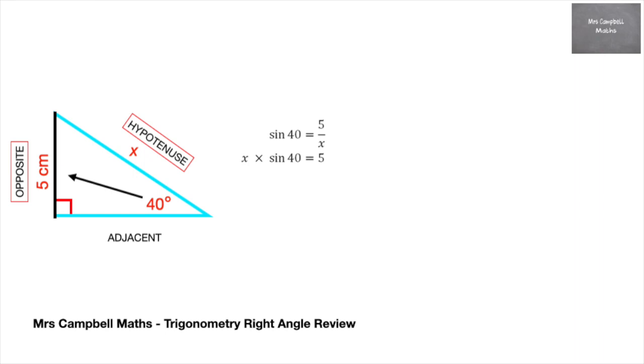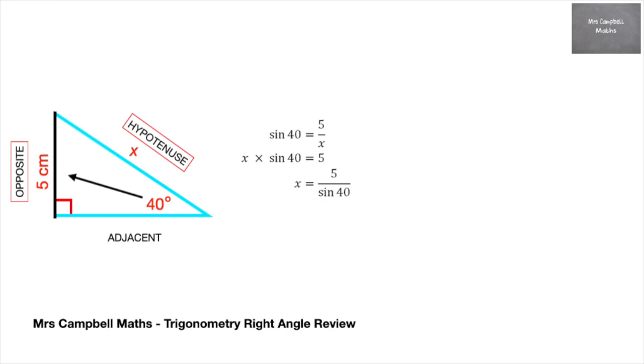It's x on its own that we want. We don't want x times the sine of 40. So to get x on its own, we have to undo the multiplying by sine 40. So we divide both sides. The opposite operation to multiplying by sine 40 is divide both sides by sine 40. If we divide our left-hand side by sine 40, then we are left with x. Divide the right-hand side by sine 40, and we have 5 divided by the sine of 40. So we have now x equals 5 divided by the sine of 40.